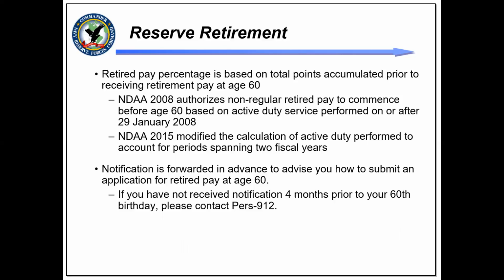NDAA 2008 authorizes non-regular retirement pay to commence before age 60 based on active duty service performed on or after 29 January 2008. NDAA 2015 modified the calculation of active duty performed to account for periods spanning 2 fiscal years. Notification is forwarded in advance to advise you how to submit an application for retirement pay at age 60. If you have not received notification 4 months prior to your 60th birthday, please contact PERS 912.